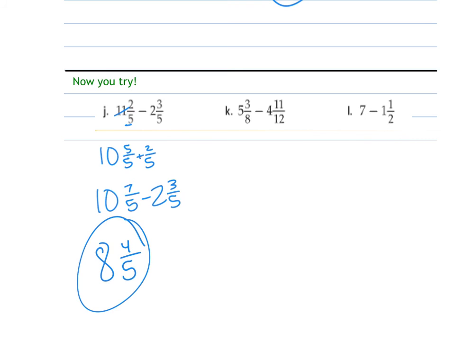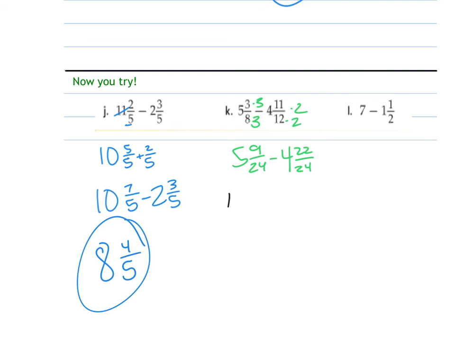Next one, 5 3/8 minus 4 11/12. Well, the first thing I need to do is get a common denominator, which would be 24 for these two numbers. So I would have 5 and 9/24 minus 4 and 22/24. Well, I can't take 22/24 away from 9/24, so I have to regroup or rename.